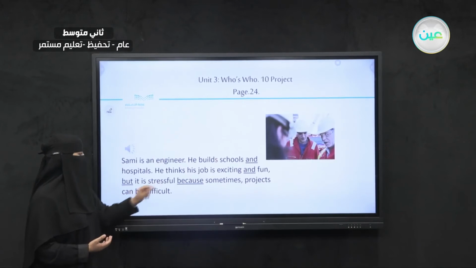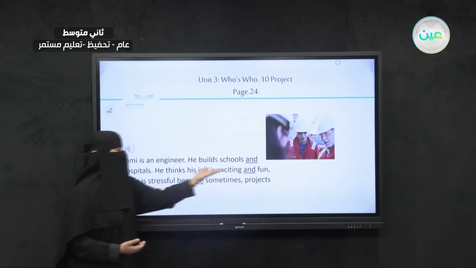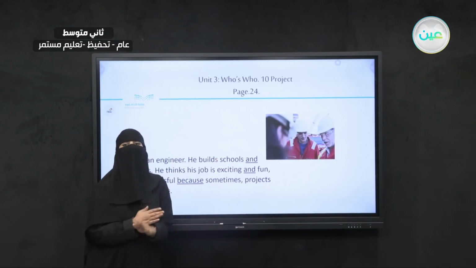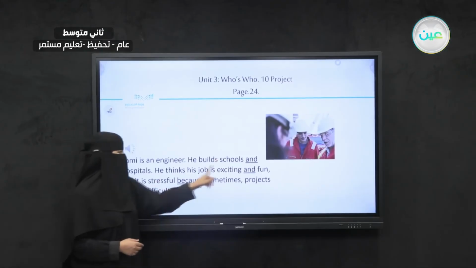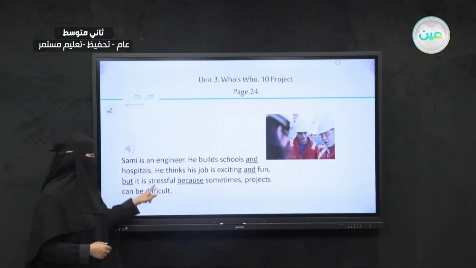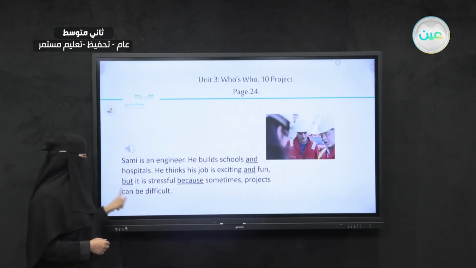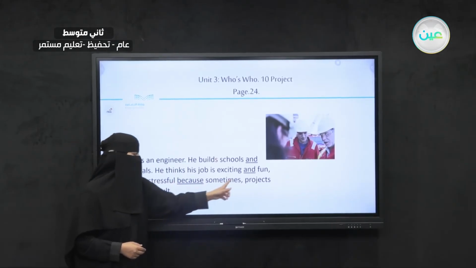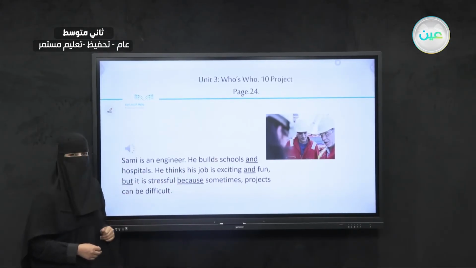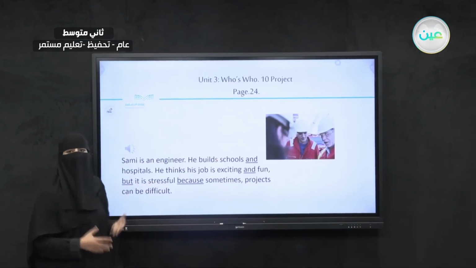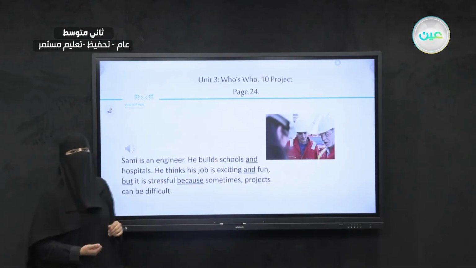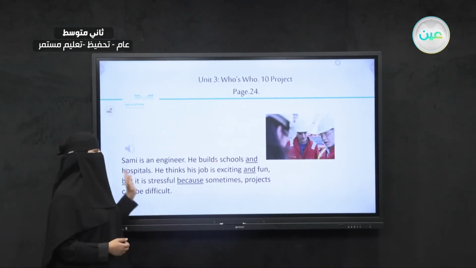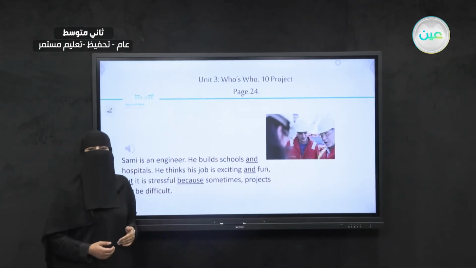But it is stressful. So exciting and fun, this is a good thing. What is a contrasting word to this? It is stressful. Contrasting exciting and fun, and stressful. That's why we use the word but. But why? Because sometimes projects can be difficult. Why is it stressful? What is the reason? The reason is this. Sometimes projects can be difficult. See? We used what we learned in this unit to write this text.